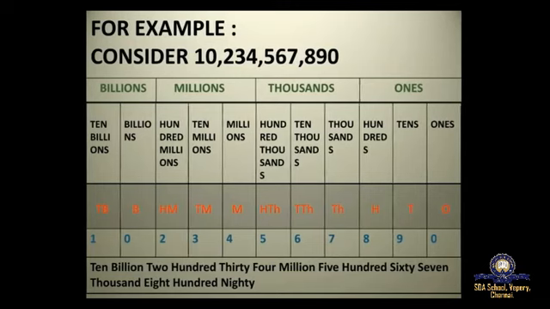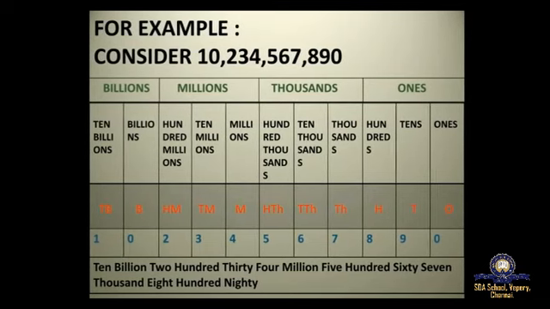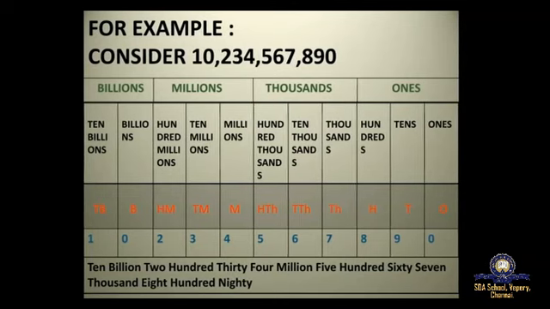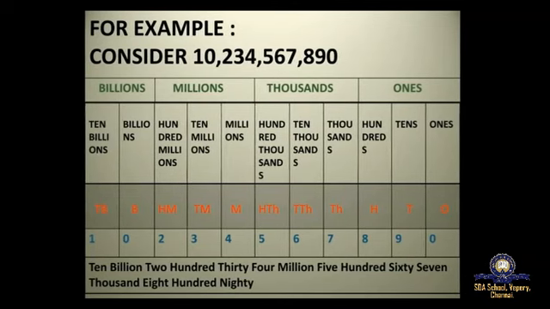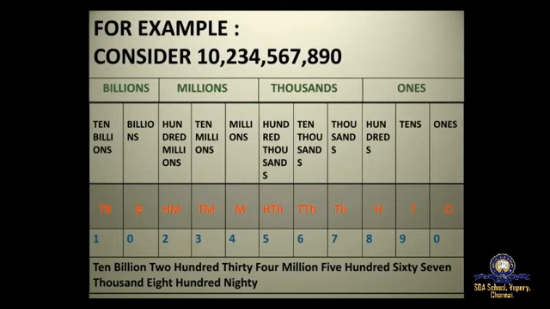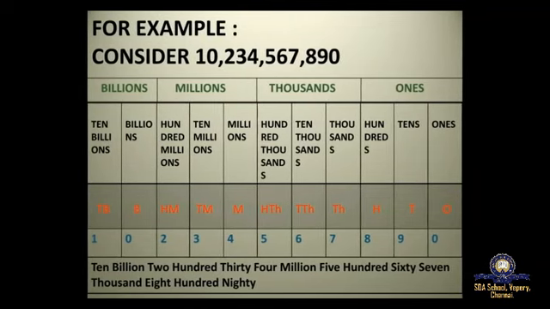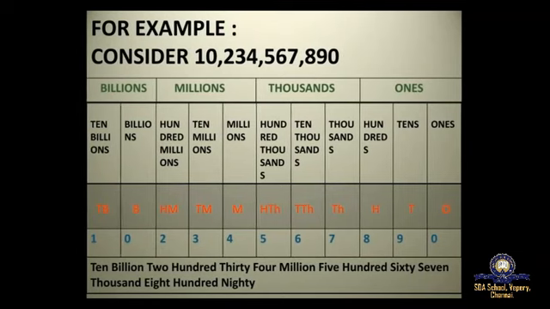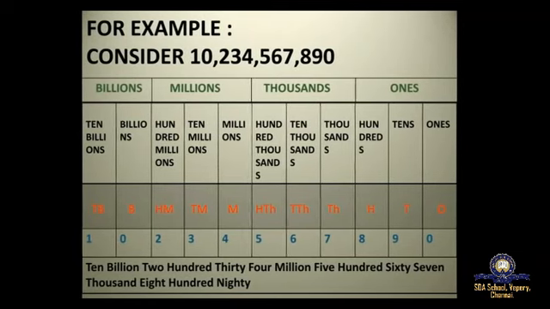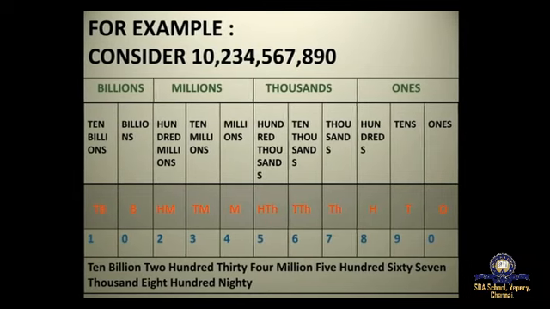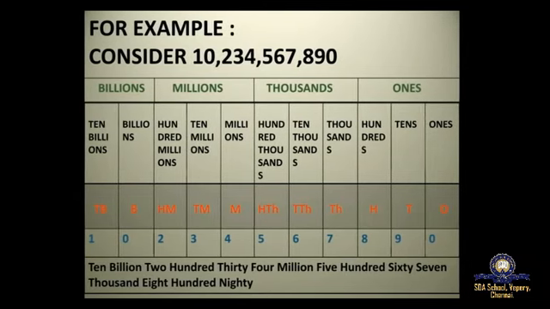Here's another example. Consider the following number. You're going to represent this number in the international system place value chart. As I've already discussed, while naming the number you have to come from the left hand side, and while assigning the digits in the place value chart, you are going to come from the right hand side. So this is the place value chart of the international system.